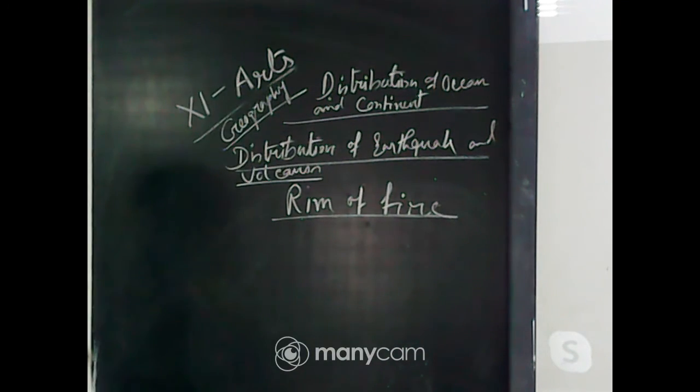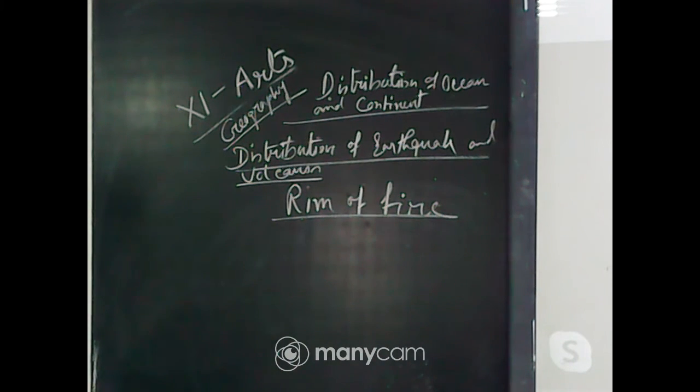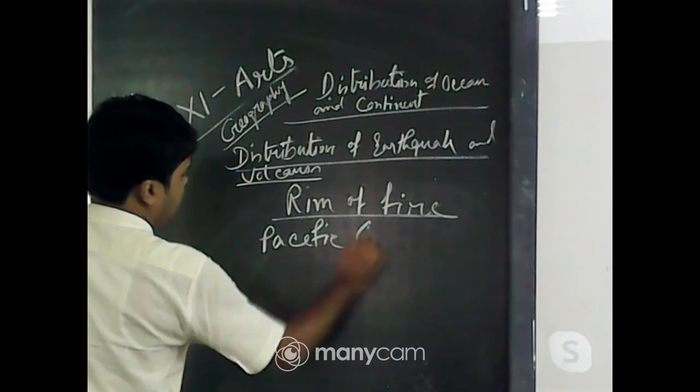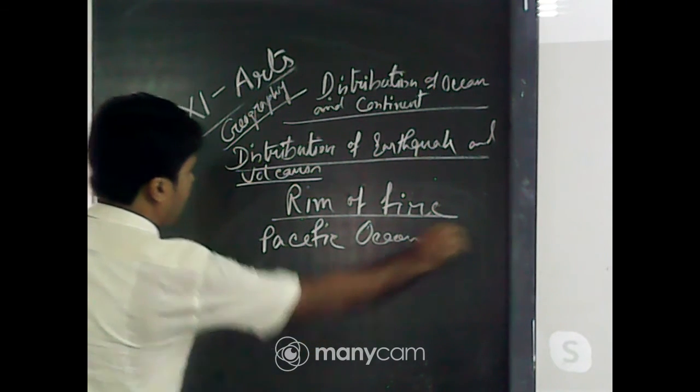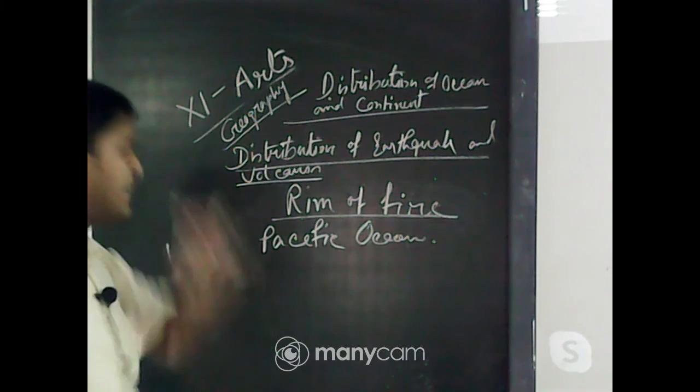So, the rim of fire is found in which ocean? It is also an MCQ question, you know that. Pacific Ocean. So, the rim of fire is located in the Pacific Ocean. So, only from this paragraph you will just read about this.